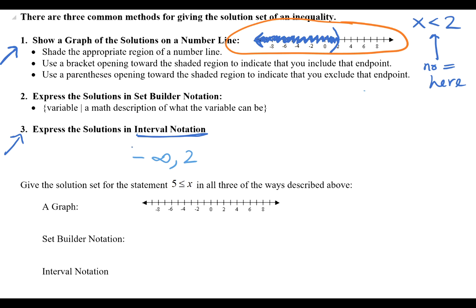And then with infinity, remember with interval notation, we always use a parenthesis, and with the 2, we are also going to use a parenthesis because we do not include it because there's no equals.